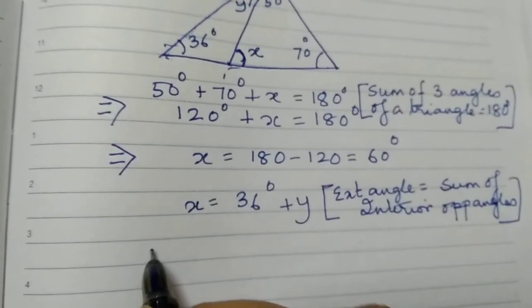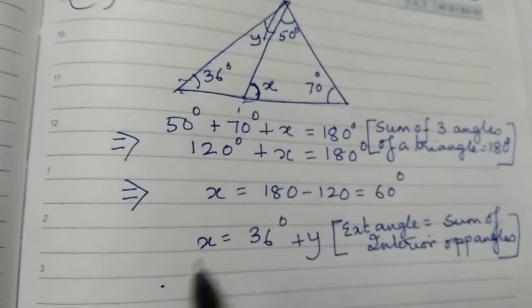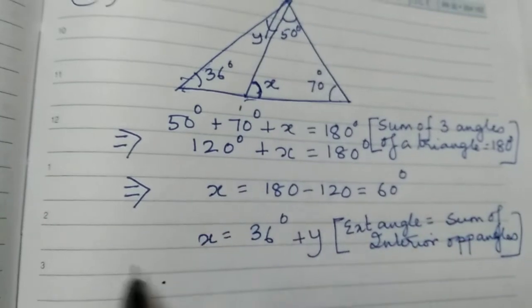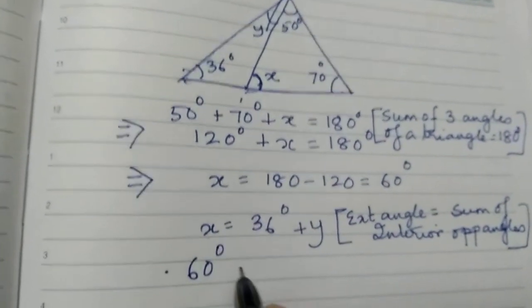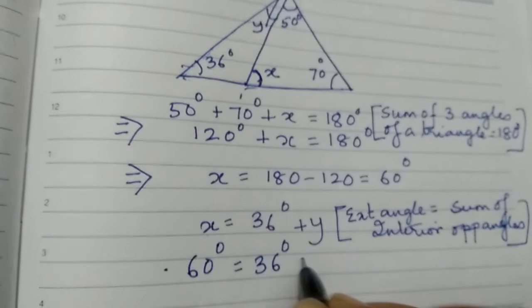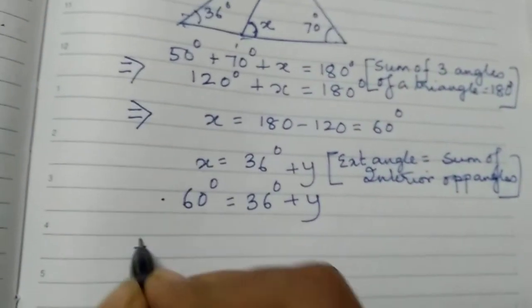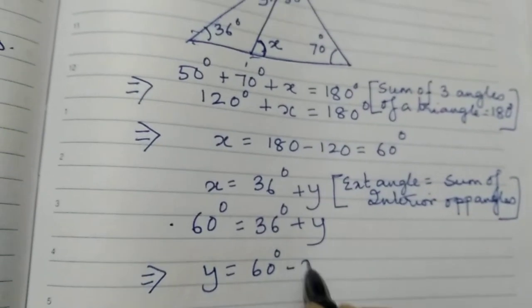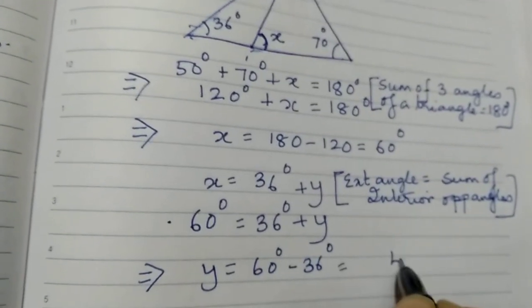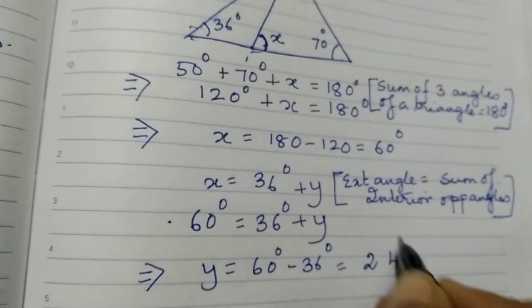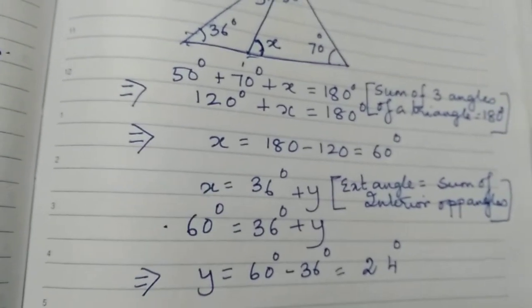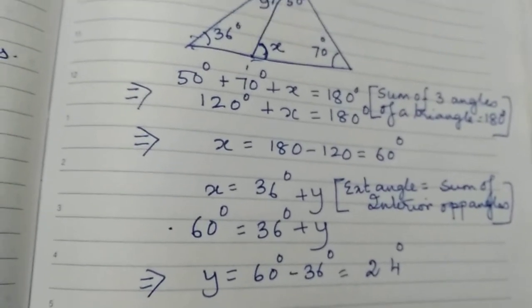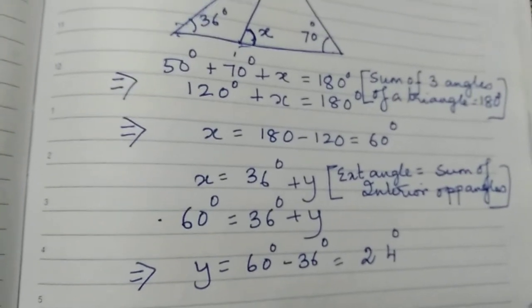So I can say that what is the value of x? I got the value of x from here as 60 degree. So 60 degree should be equal to 36 degree plus y. Then what is the value of y, girls? Y will be 60 degree minus 36 degree. That is 24 degree. Did you understand, girls? So I think the second part you can manage it on your own. So I move on to question number 7 now.